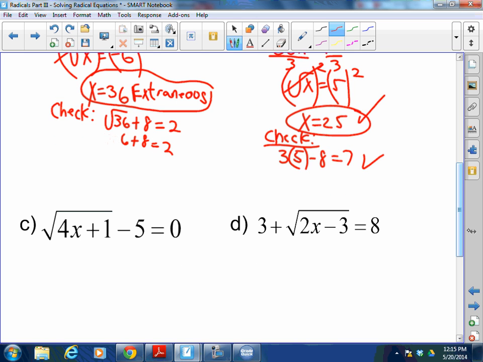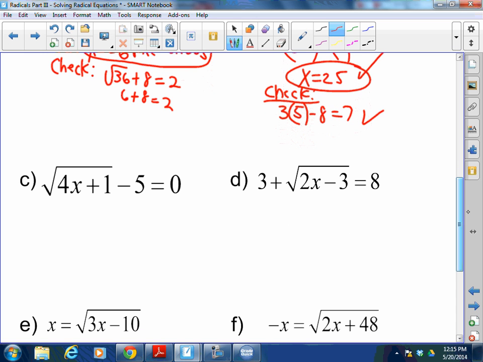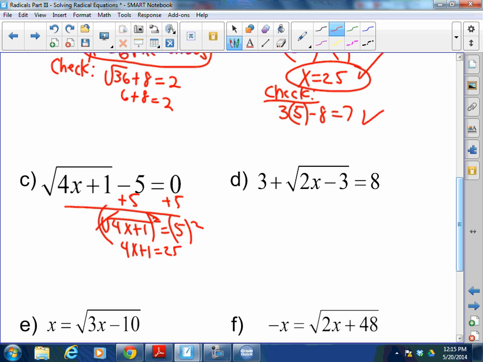I want to get this radical, this square root alone. How do I do that? I add 5 because I undo subtraction with addition. So I've got the square root of 4x plus 1 equals 5. How do I get rid of this square root? Excellent. Square it. Square root cancel the power of 2. I got 4x plus 1 equals 25. Subtract 1. 4x equals 24. Divide by 4. X equals 6.